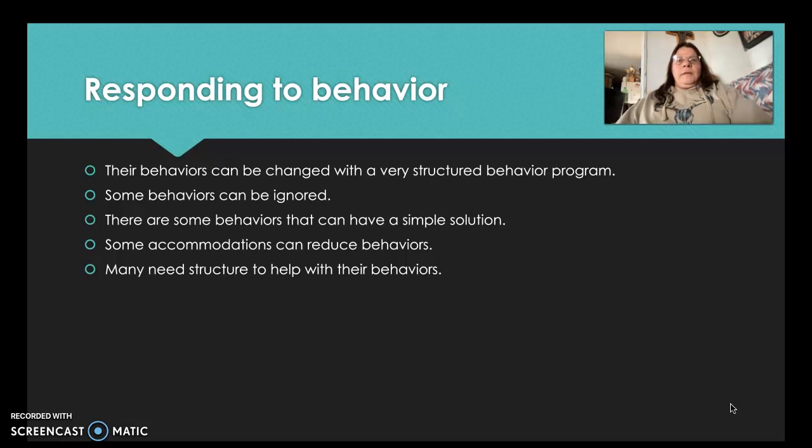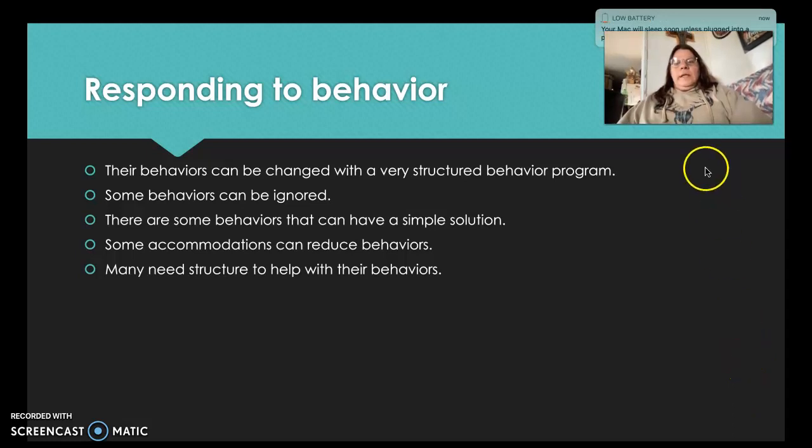Some behaviors can just be ignored, like rocking if they're too stressed, the wringing of their hands, the twirling of hair. Those things, we do not need to intervene with. Now, if it was a situation where they're becoming violent, then we need to look at their behavioral IEPs and figure out solutions there. And again, some behaviors just have a simple solution, like if they have problems with transitioning, then we can allow time for those different things.